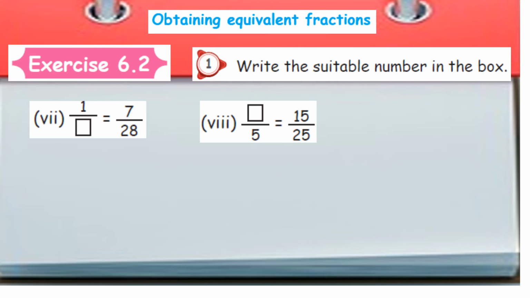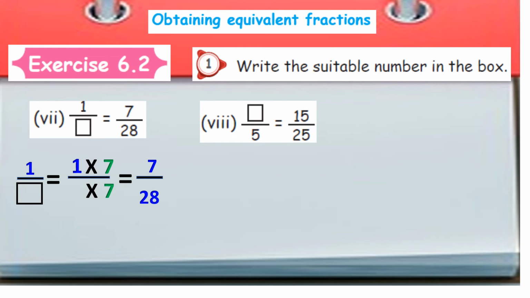Seventh sum, as usual. So 1 by box is equal to 7 by 28. Yes, I have the connectivity at the top itself, that is in the numerator. So 1 7s are only 7. So it's easy to multiply with 7. Right. So down also we have to multiply with 7, isn't it? But what number should it become? So this side only I have the hint. So 28. 7 what's are 28?